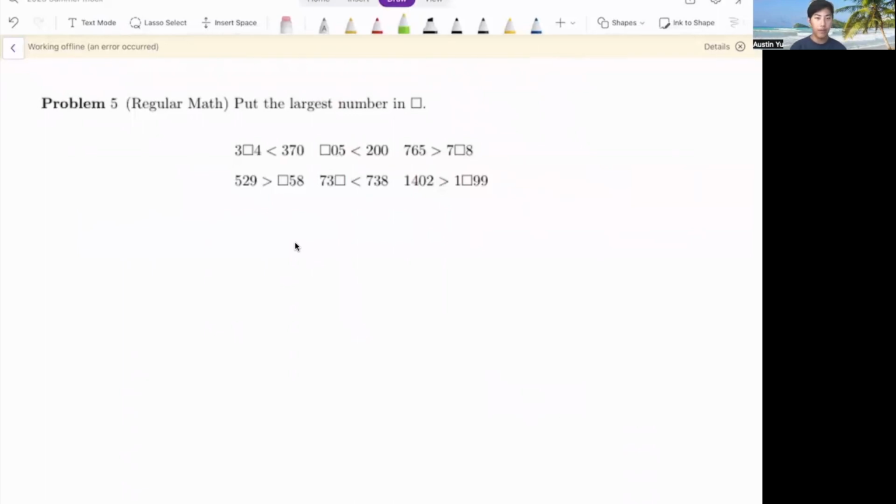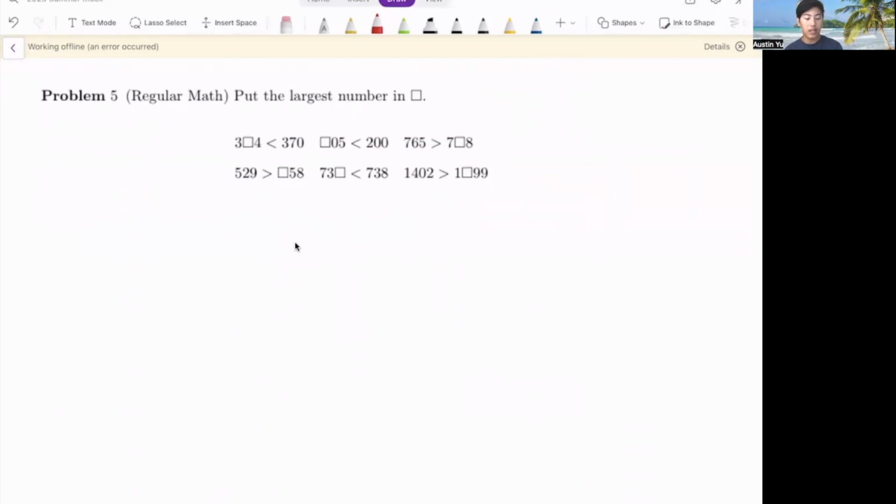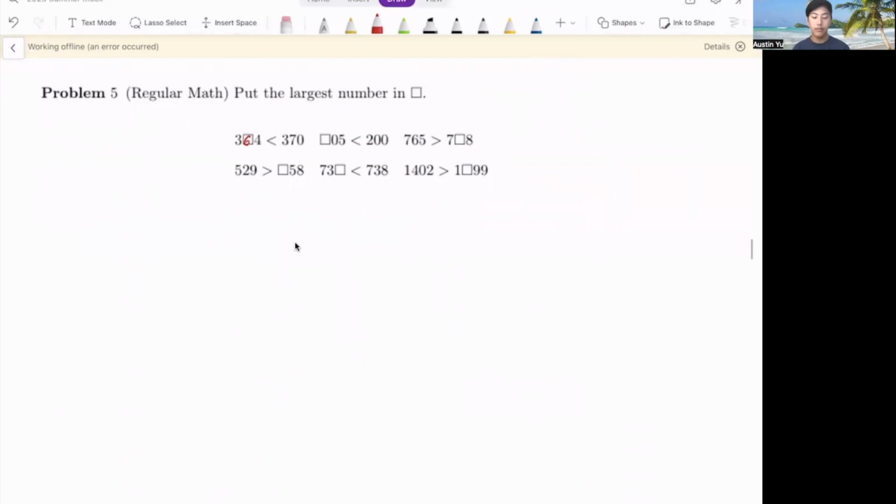300 and something 4 is less than 370. And we have to put the largest number that still satisfies this. Well, obviously, we know that 7 can't work because otherwise that'd be greater than 370. So therefore, we just put 6. The next one, something 05 is less than 200. We know that we can't do 2 because 205 will be greater than 200. So therefore, our only choice left is 1.